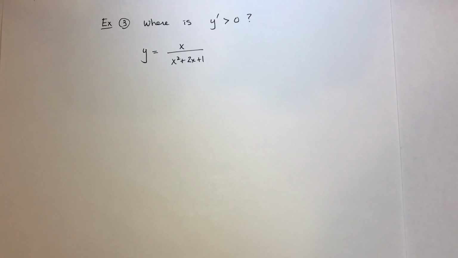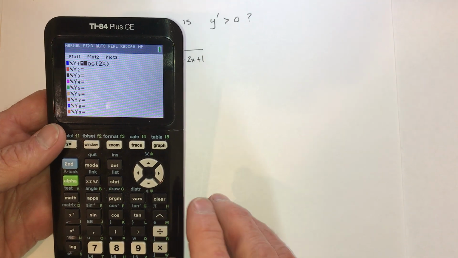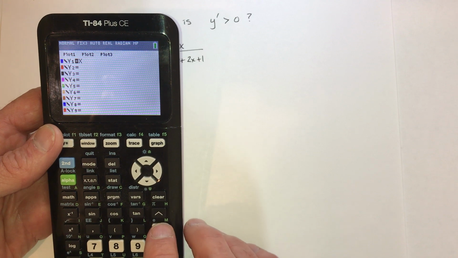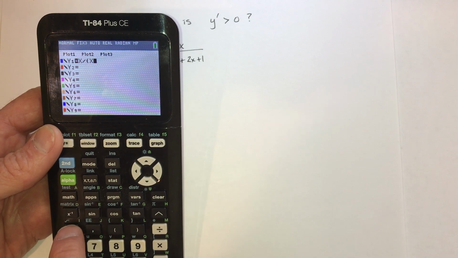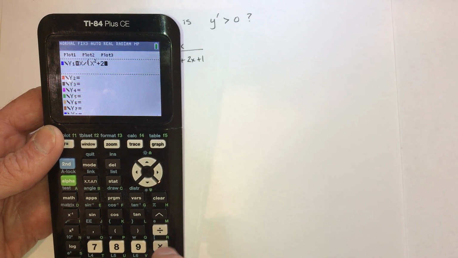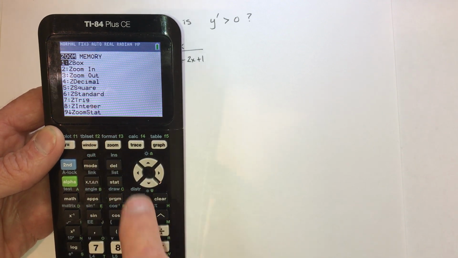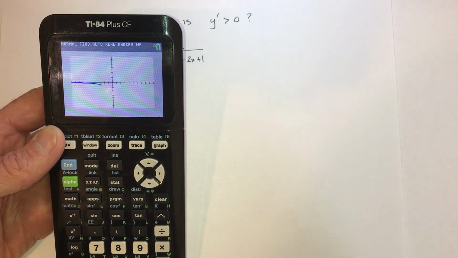Now usually I do all of the work first and then I use the calculator at the end, but you don't have to do that. As long as you end up showing your work, that's fine. So I'm going to check out this function and see what's going on. So x gets divided by, and the denominator needs to be in parentheses, x squared plus 2x plus 1. And then take a look at the graph. So I'm just going to go zoom standard or zoom 6.